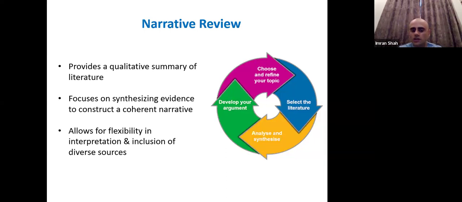Systematic reviews, on the other hand, restrict you to either choosing original research or randomized controlled trials or perhaps other systematic reviews only. But in narrative reviews, it is up to the authors whether they want to include RCTs, cross-sectional studies, meta-analyses, or all of them altogether. So there is a lot of flexibility in the inclusion of sources as well.